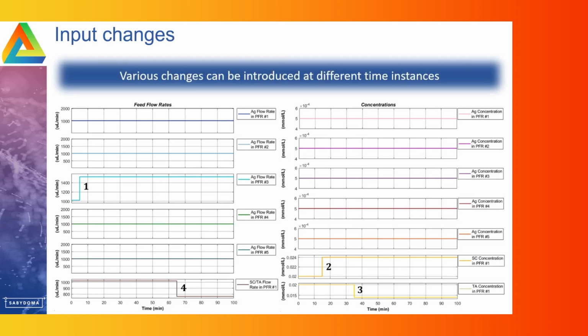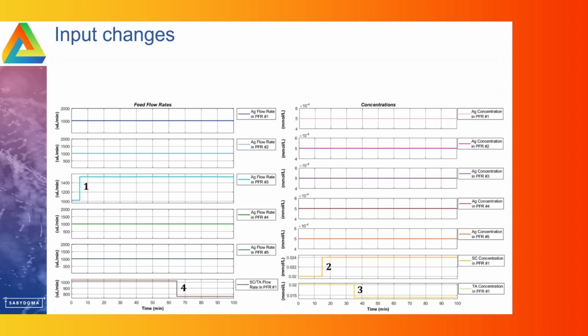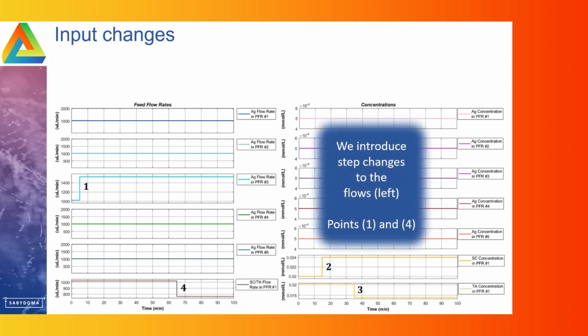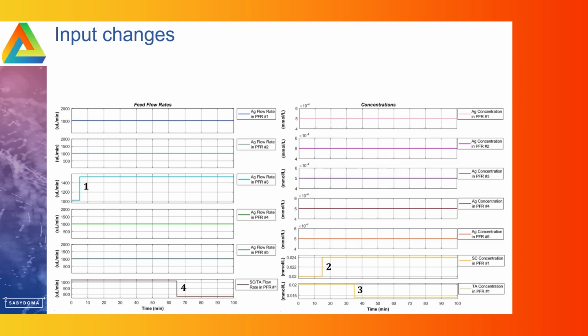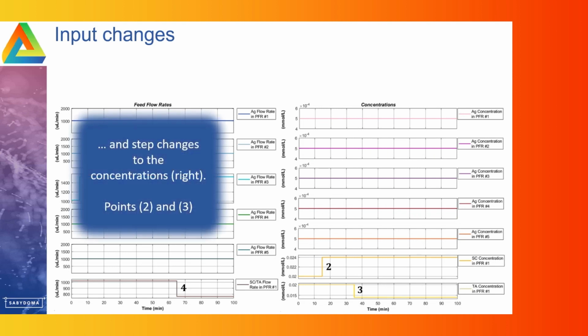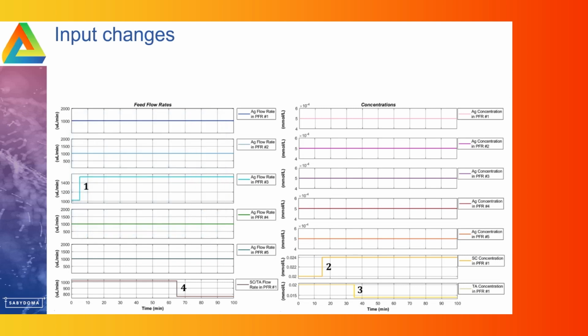So actually, many changes can be introduced, actually an infinite number. And here we make an example. In this example, with two changes of flow rates, you can see it's points 1 and 4, and two changes for the concentrations, it is numbers 2 and 3. So these changes take place in the order that they appear here. It's 1, 2, 3, and 4, on the axis of time, as you see it.